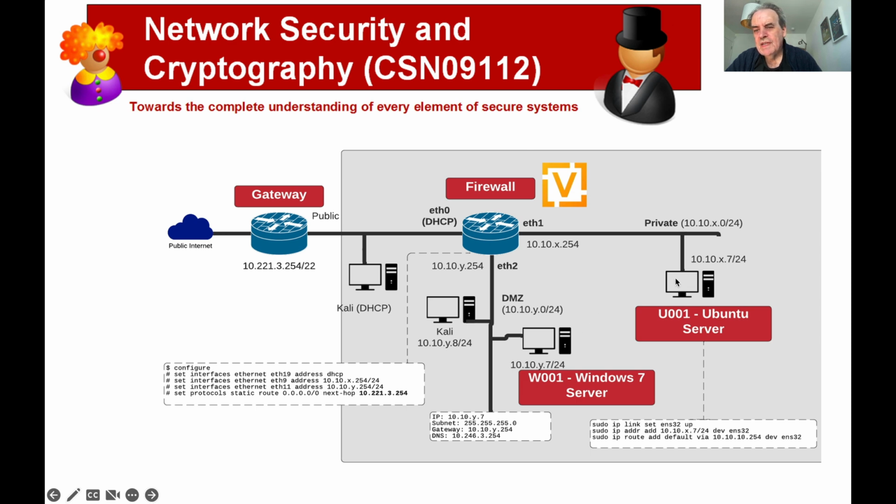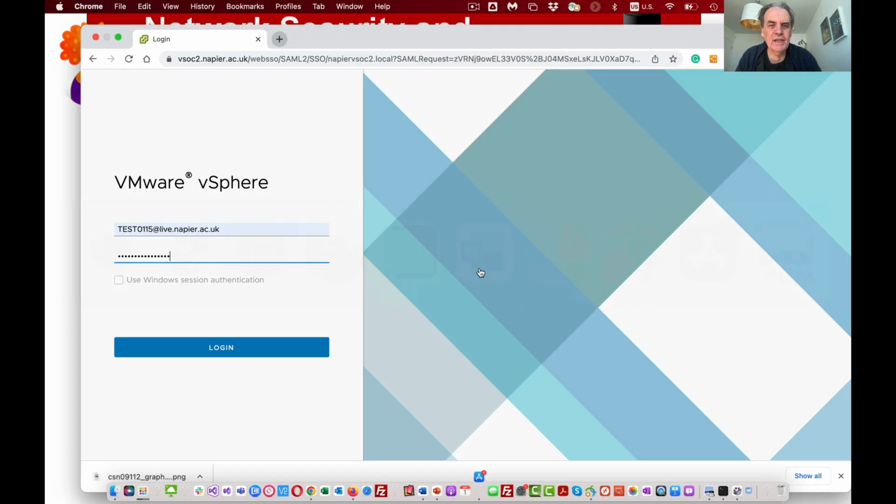So the Ubuntu machine is on at 10.10.10.7 in my case, and 10.10.11.7 in this case over here. We also need the default gateway, and that's important because the host needs to know the default gateway to be able to get out and onto the internet or onto other networks. So in this case it will be 10.10.10.254 and 10.10.11.254.